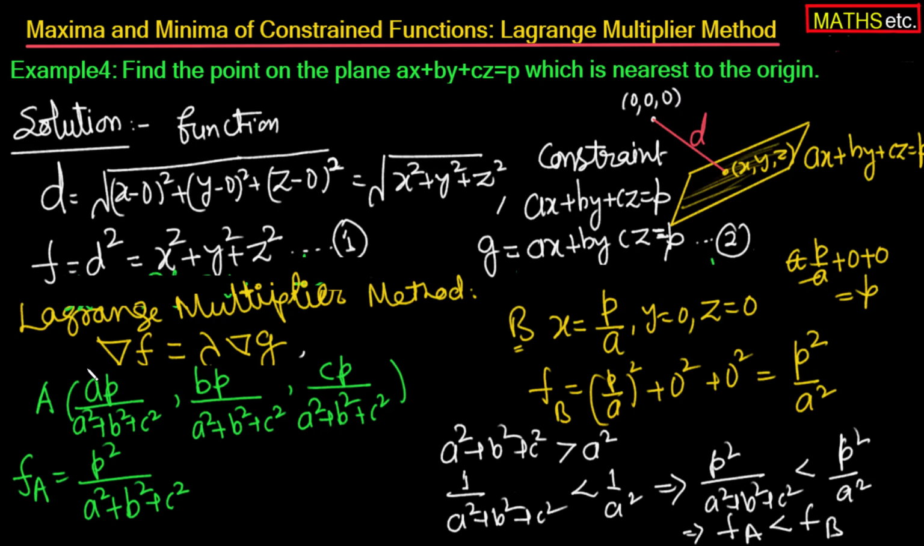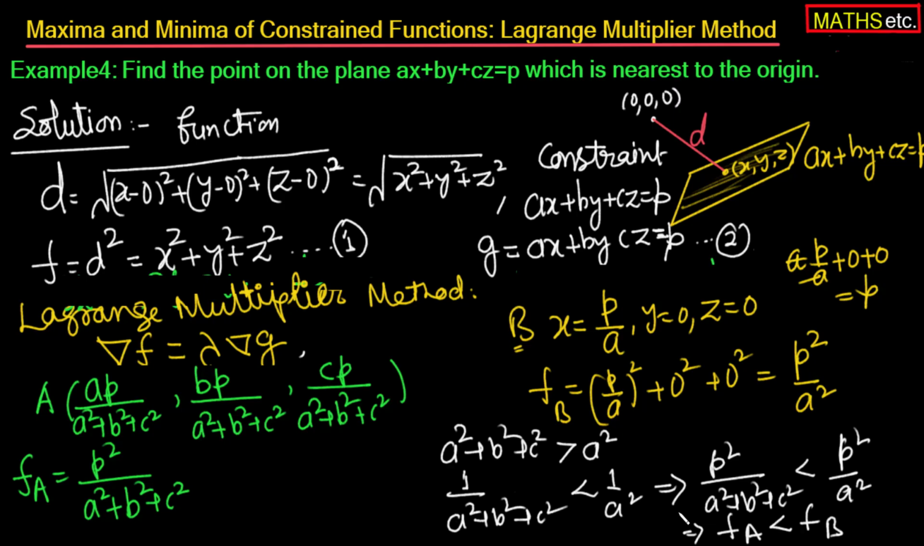So the value of the function at the point A is less than the value of the function at any random point of the plane. It means it will be a point of minima. So we have proved that this function f has a minima at A. It also means that the function d, which is the square root of f, also has a minima at this point A. And what is d? d is the distance between this point A and the fixed point, the origin. It means the point where d is minimum is nearest to the origin.